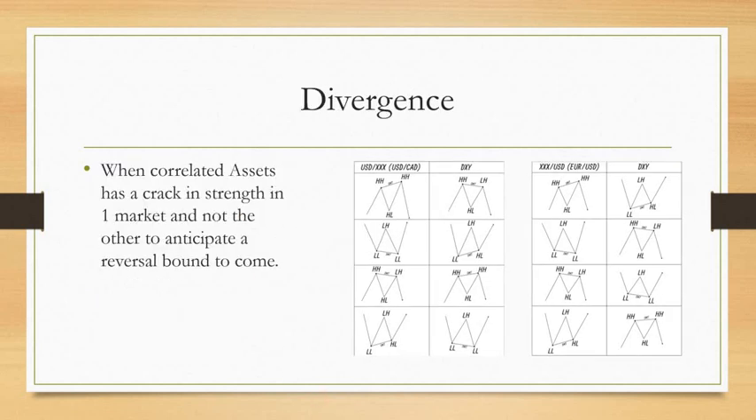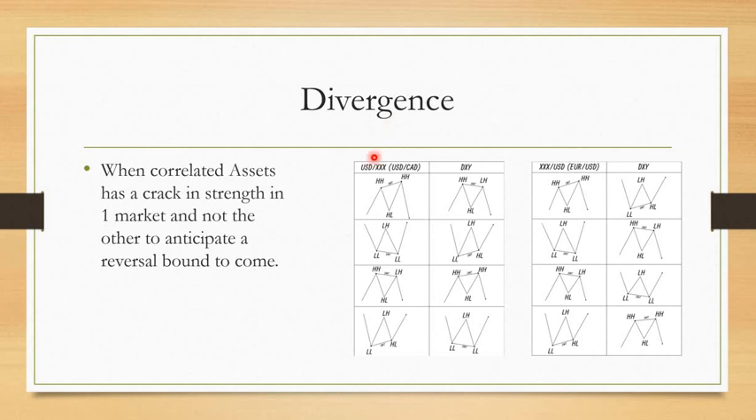Alright. Now, let's go on to our SMT tool that we want to be focusing on. We want to be focusing on a thing called a divergence, okay? A divergence is when correlated assets have a crack in strength in one market and not the other, to anticipate a reversal bound to come. Now I know you guys are reading this like, what does that mean? What I mean by this is one market will be stronger than the other, and because one market is stronger than the other, a divergence will occur.